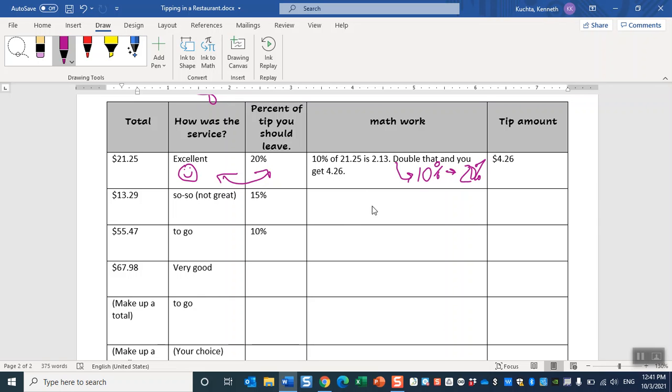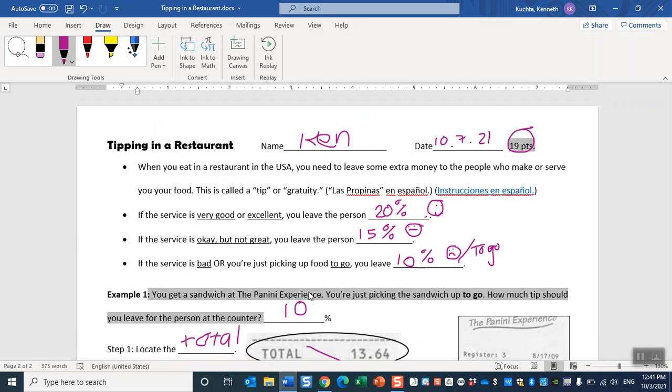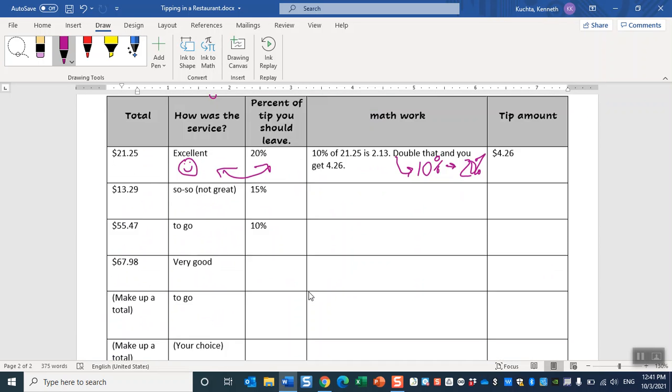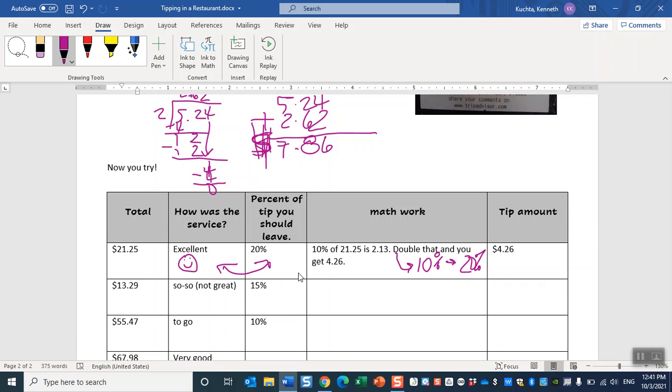Okay? All right. So follow the instructions down here. Remember, this whole assignment is worth 19 practice points. Okay? Please get started. Don't get distracted.